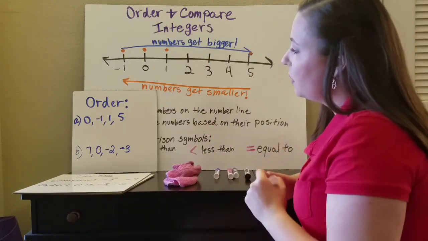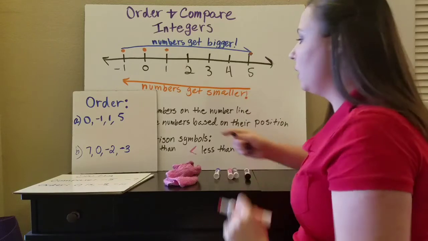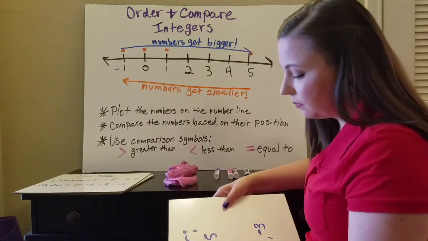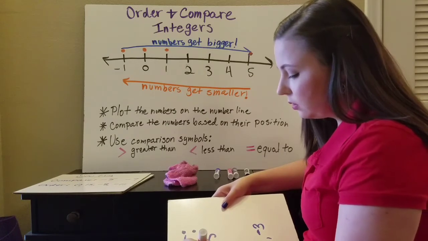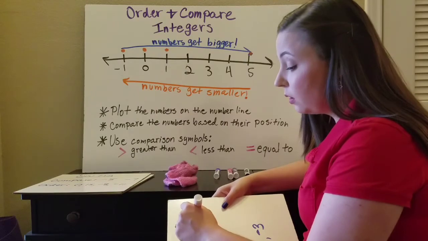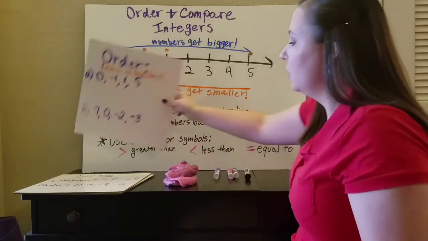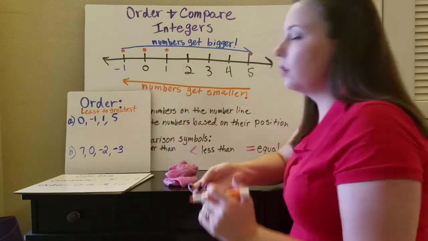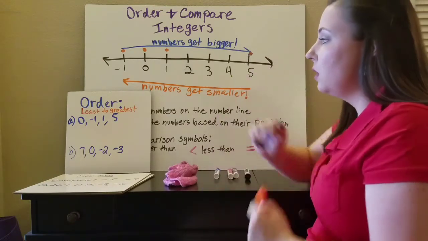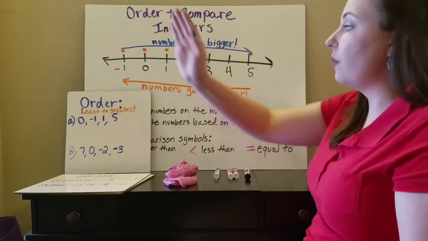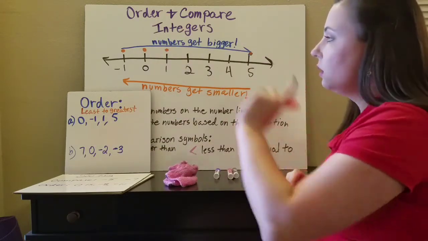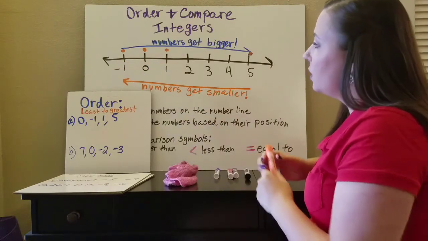Oh, I forgot to put, we're going to go from least to greatest. Let me fix this. Least to greatest. And they will tell you in the problem, okay? So least to greatest. That's how we're going to be ordering. That means from the smallest one to the biggest one. So least to greatest, you're going to go from the left to the right, because where are the smallest numbers? On the left.